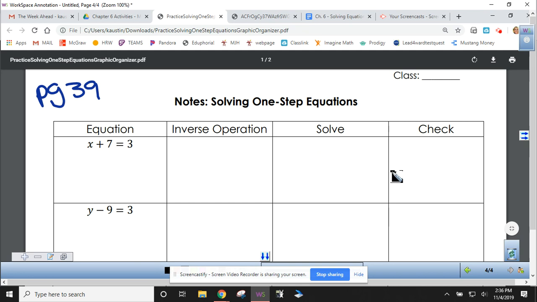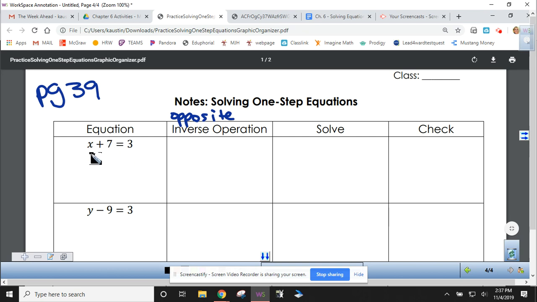Okay, so when we're solving one-step equations, we are only required one step to solve. We're going to add, subtract, multiply, or divide. And the way we do that is by using the inverse operation. It's like working backwards, or the opposite operation. And we look at the number that's closest to our variable, and we have to do the opposite to move it and get rid of it.